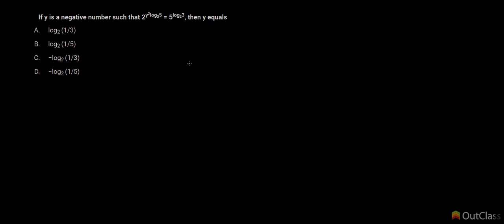If y is a negative number such that 2 raised to y square log 5 to the base 3 is equal to 5 raised to log 3 to the base 2, then y is which of these options? Now all we need are logarithmic identities and to take log on both sides of this given equation. 2 raised to y square log 5 to the base 3 is equal to 5 raised to log 3 to the base 2.